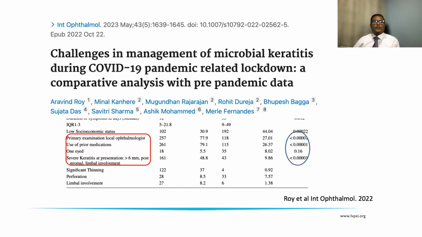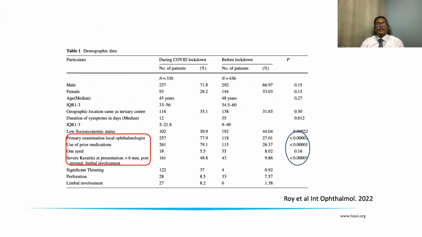So just about a year ago, we were analyzing the outcomes of microbial keratitis during the COVID-19 pandemic related lockdown. And we found that during the lockdown, the primary examination with a local ophthalmologist was way more than it was seen before the lockdown. And the prior medications were also appropriate. There was much more severe keratitis presenting in a tertiary setup as compared to the type of cases which we used to see before the COVID-19 pandemic.